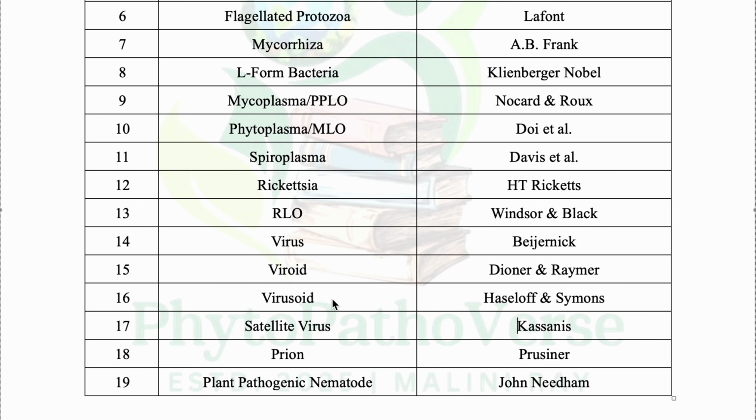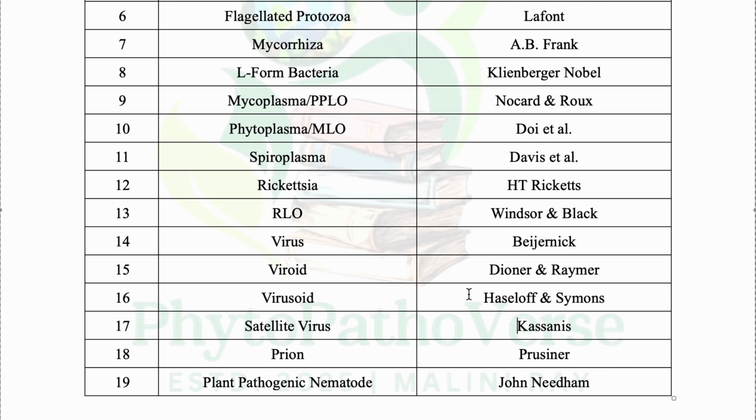Next, we have one term called virusoid. So virusoid, even they don't have a protein coat. But then what is the difference between viroid and virusoid, right? So viroids are self-replicating RNA molecules, whereas virusoids require the help of a helper virus to replicate. That is the difference between viroid and virusoid. So virusoid was discovered by Haseloff and Symons.